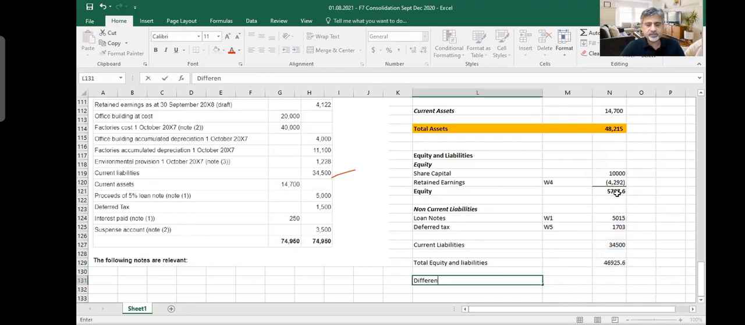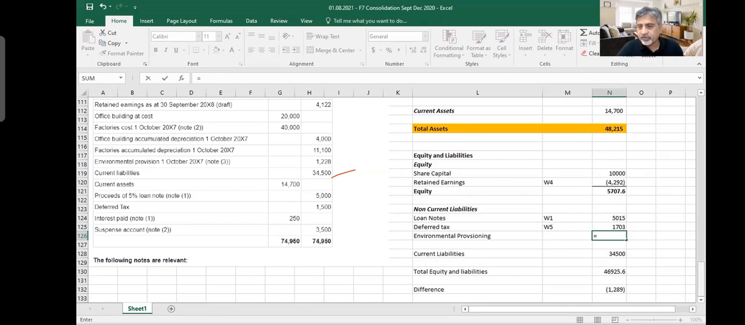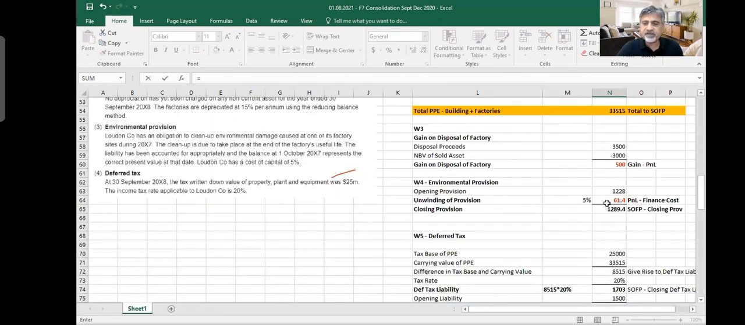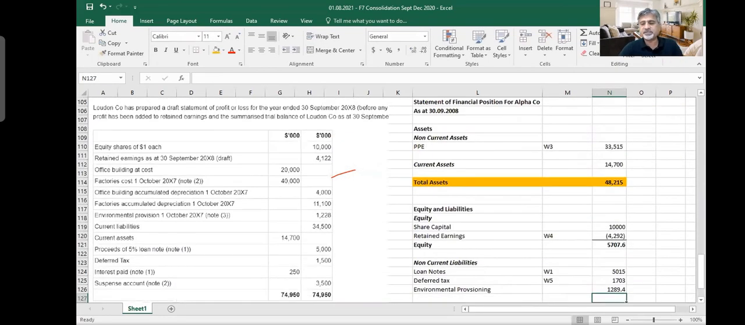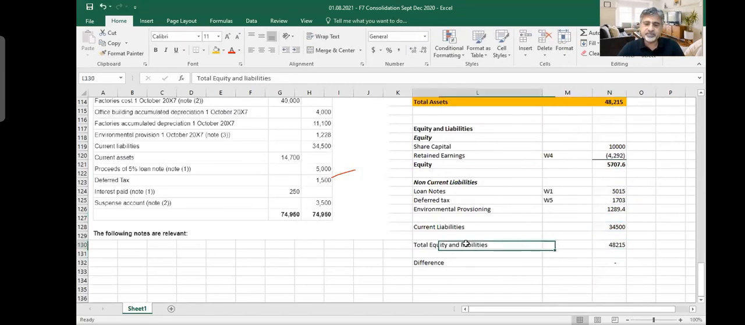Where is the difference? See, the difference has come in, and the difference is 1,289. Yeah, 1,289 was the provision. So you have here the environmental provision. You see, when we shift the focus while making the balance sheet, this can happen. So the environmental provision we calculated, and we did not write it down. We take the charge of 61 to the P&L. This 61 we take to the P&L. This 1,289 we should take to the balance sheet. And now when I make a total, I take this 1,289 as well. Now it is equal. So this is your balance sheet.